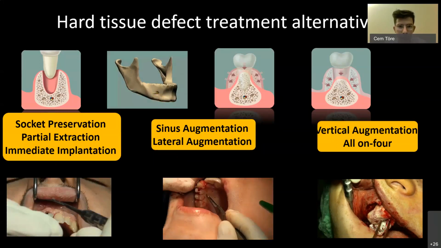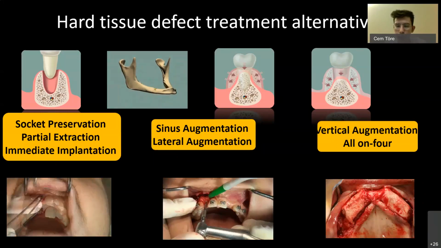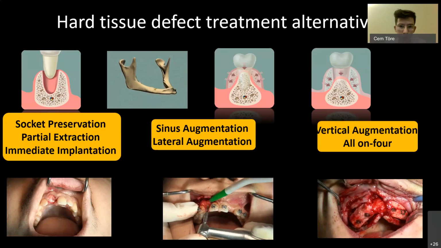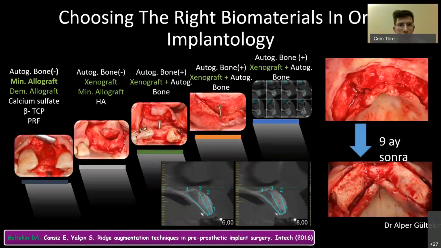Then we have our sinus augmentations, lateral augmentations, and vertical augmentations, where we create bone where there isn't bone, or certainly where there isn't enough. So we need the right biomaterial in the right case and in the right treatments. So what are these biomaterials of choice? We have a ladder here going from less critical to, let's say, more difficult treatment options. And our needs in biomaterial shift as we go up the steps of this ladder.